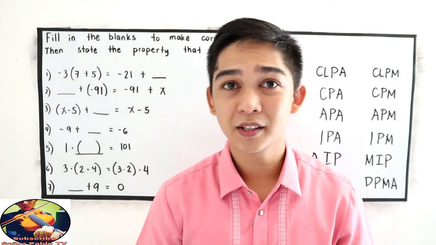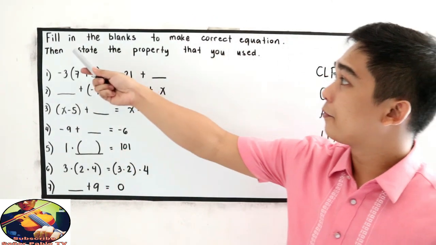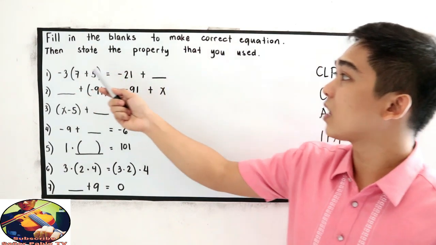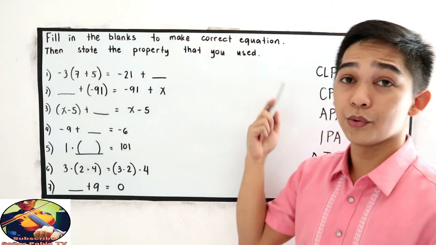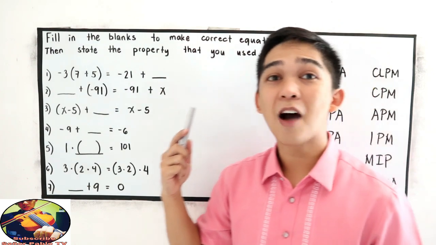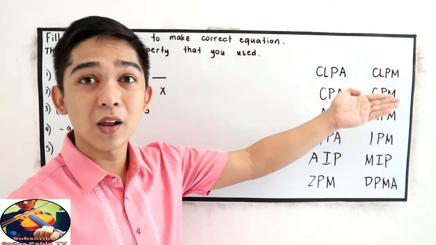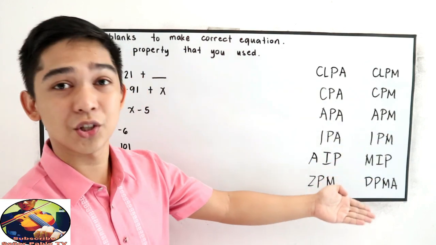So we have here, fill the blanks to make correct equation. Then state the property that you use. So we have different properties. So we may refer in the following abbreviation.